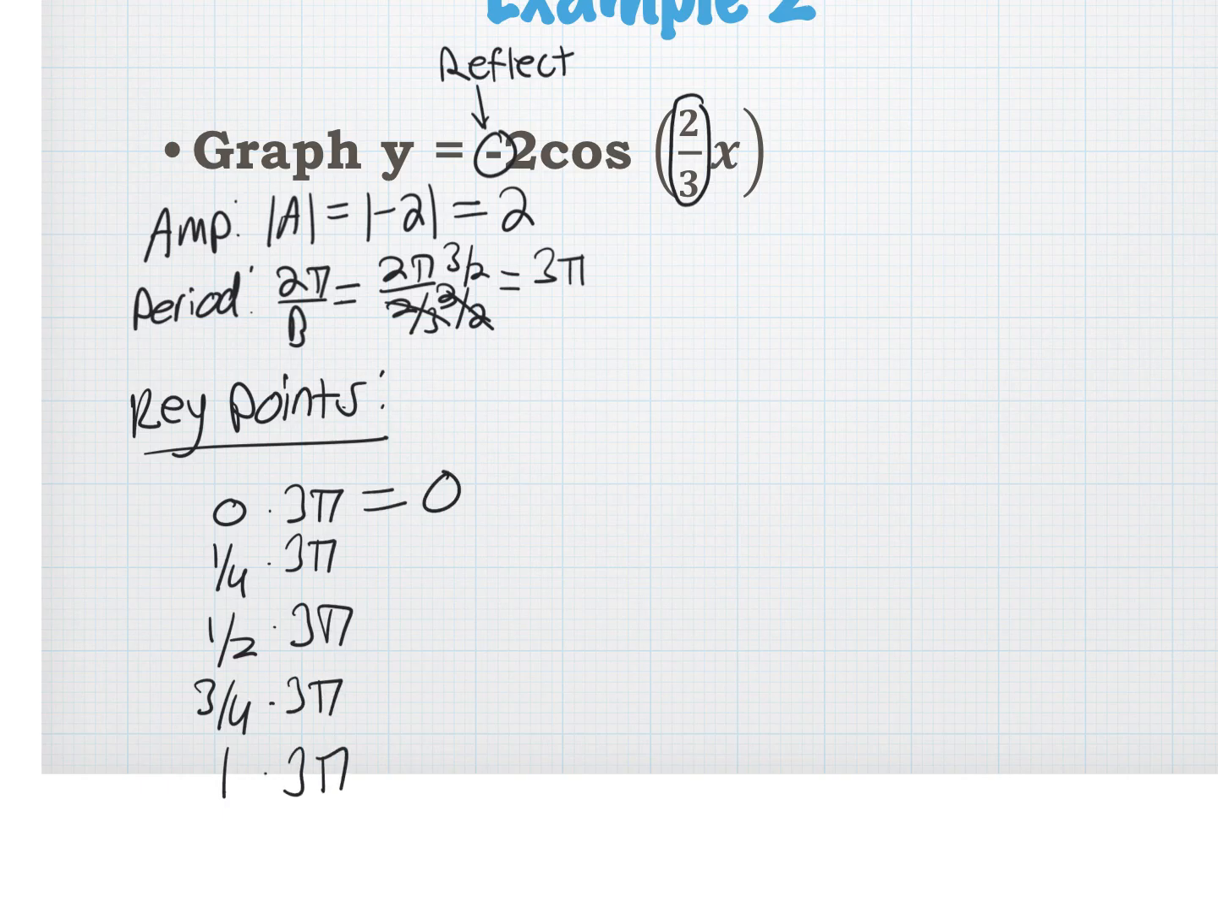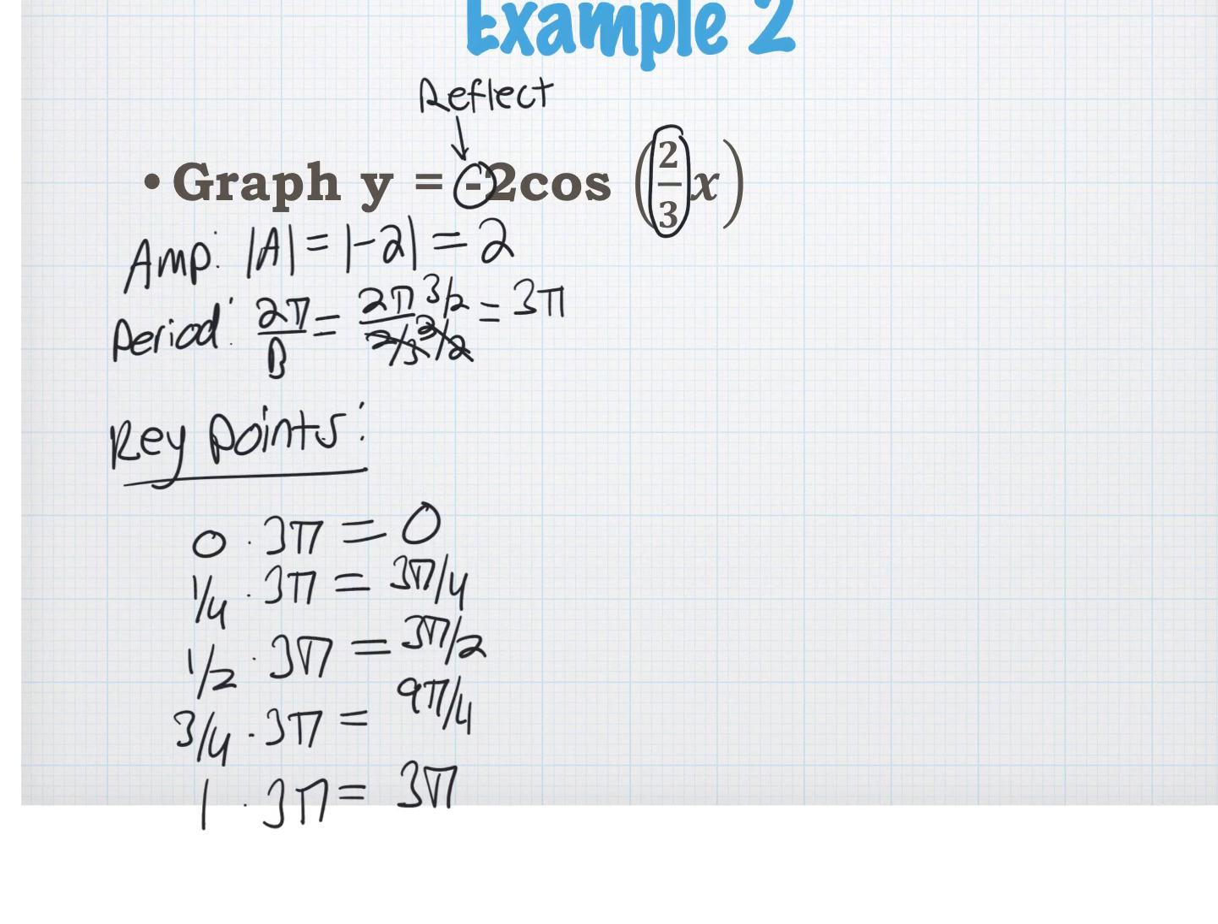0 times 3 pi is 0. 1/4 times 3 pi is 3 pi over 4. 1/2 times 3 pi is 3 pi over 2. 3/4 times 3 pi is 9 pi over 4. And then 1 times 3 pi is 3 pi.